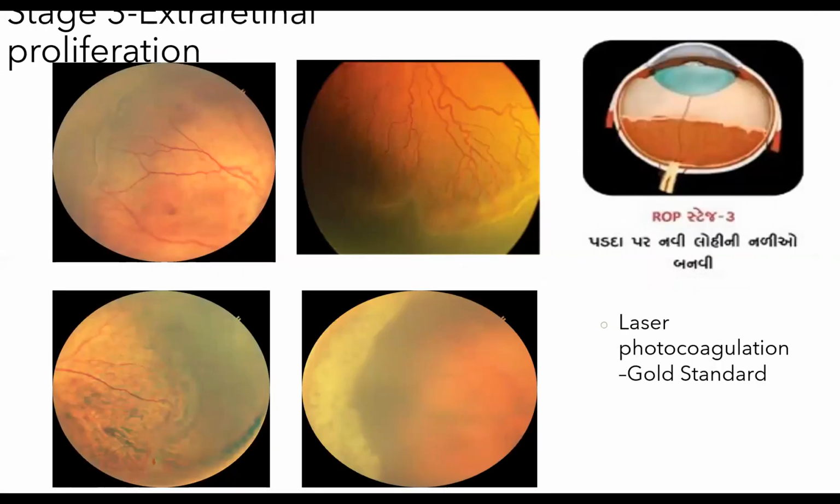Okay, so this is how we explain to the parents. So the next stage is stage 3. Now what happens in stage 3 is the vessels which have to grow in the retina itself, on the surface of retina, they start moving towards the vitreous cavity. So they start increasing within the vitreous cavity. So that is stage 3. So we have to be vigilant. When we see stage 3, we need to treat that disease.